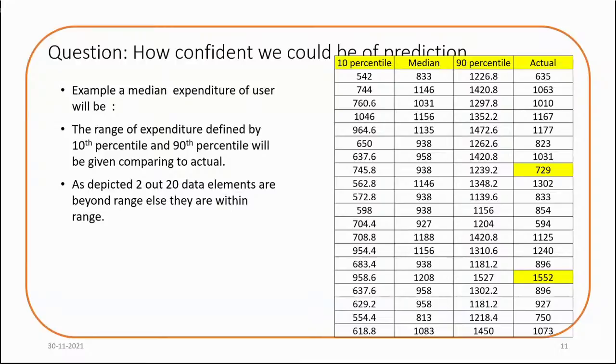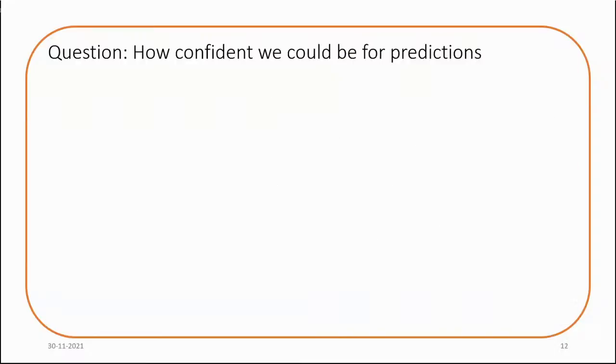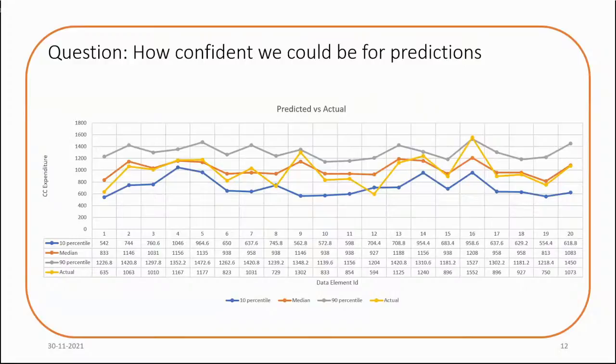So we can be 90% sure that the actual value will be in the range we already predicted. Only 10% of the time the value will go beyond our range. And this result can be plotted in multiple ways, including a box plot or a bar chart. We have plotted in a line fashion, and you can see that the yellow line always remains in between the gray line and the blue line, and it always chases the orange line, that is our median line.